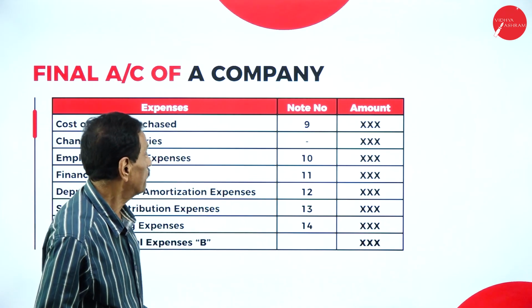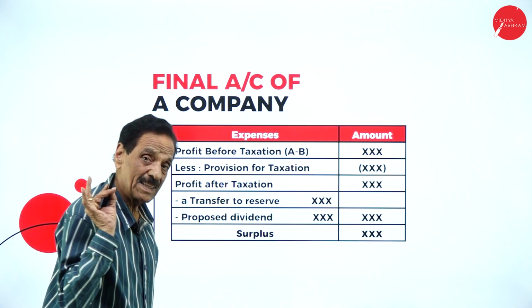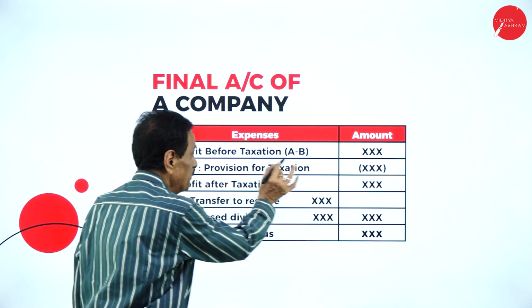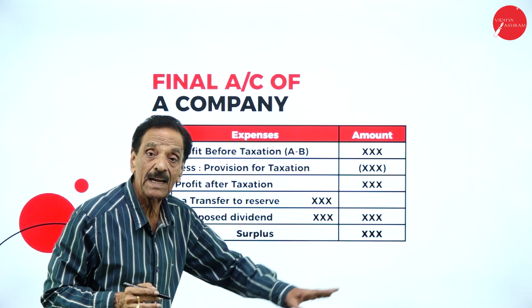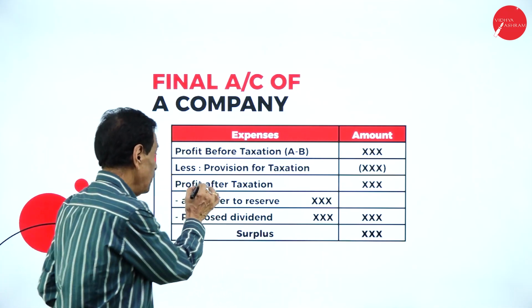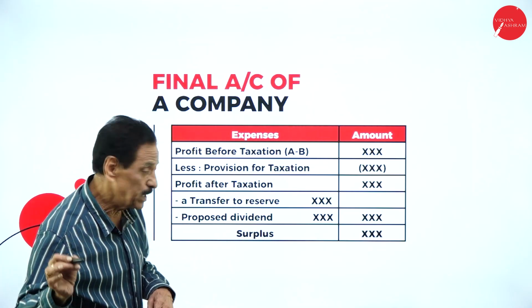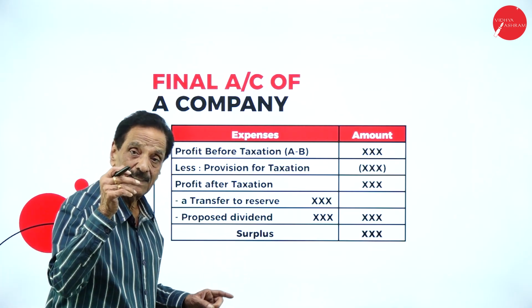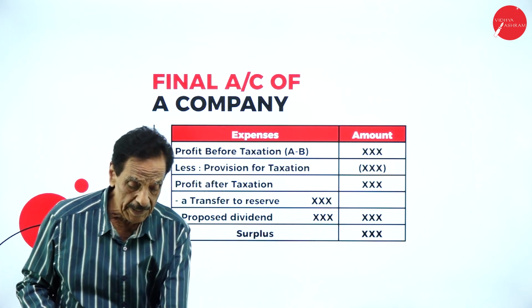We'll move on. So we have calculated the revenue. We have calculated the expenses. Profit before taxation is A minus B. Provision for taxation should be deducted. The difference is profit after taxation. Then transfer to reserve as per the adjustment. You have to calculate 10% on 5,75,000. That is your proposed dividend.